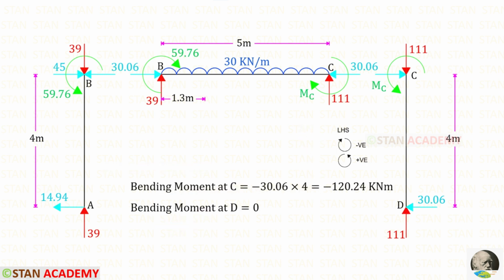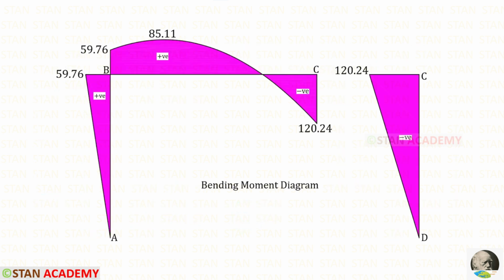To find the moment at C, we can use the left-hand side rule. HD is acting in the clockwise direction so that it will be negative and the distance is 4. For the moment at C, we will get a negative value. That means the moment is a hogging moment. We know that in the hinged end, the moment will be 0. Here you can see the bending moment diagram.